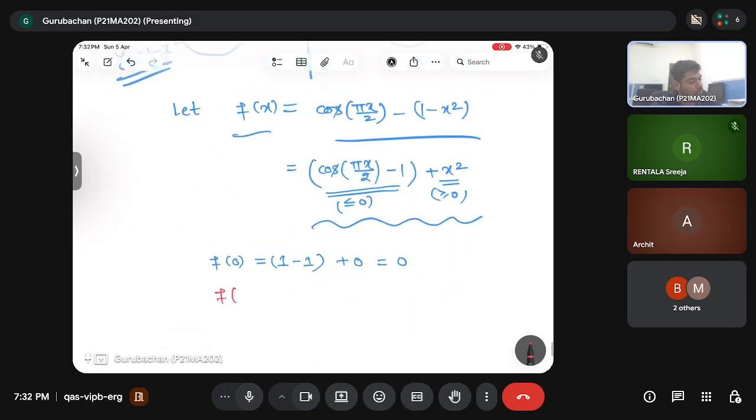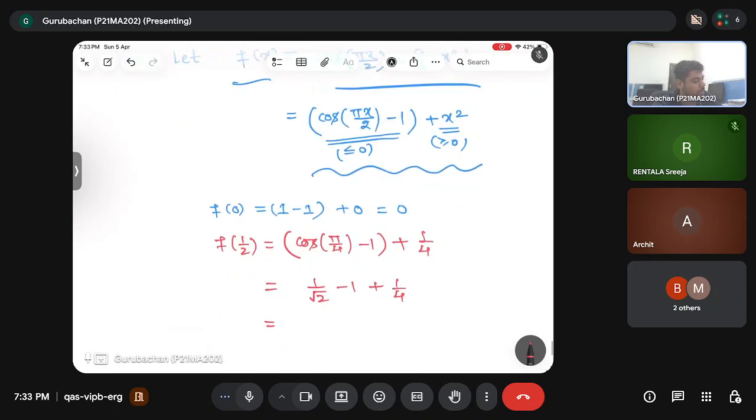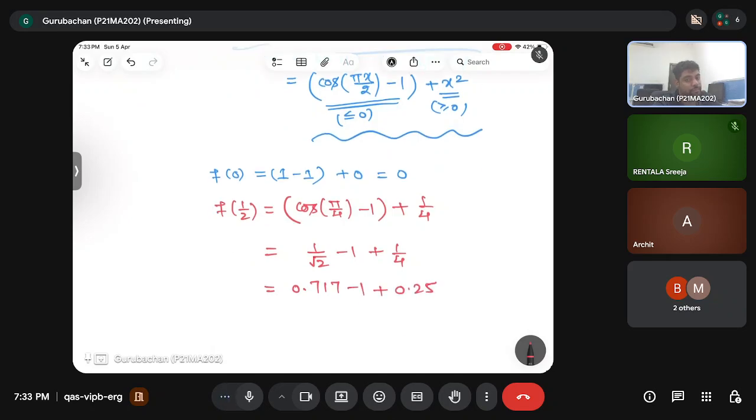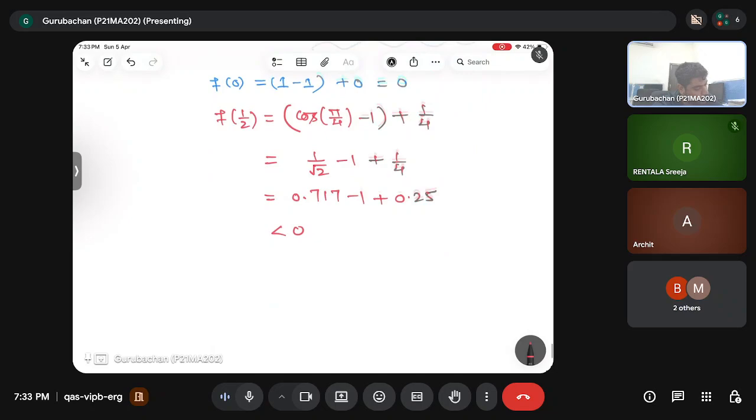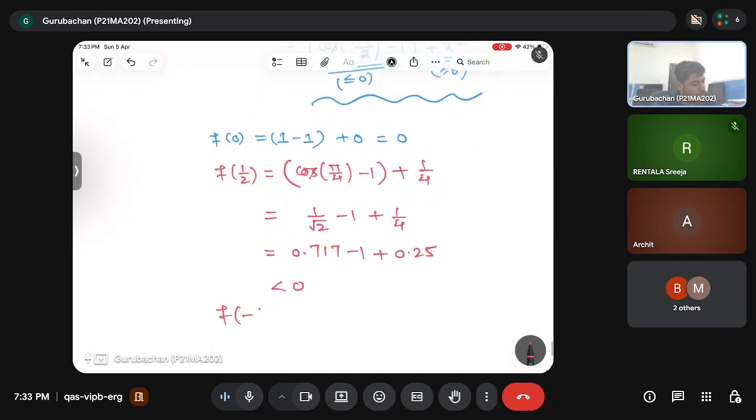So what will be the value of f half? Cos pi by 4 minus 1 plus 1 by 4. So what is this value? 1 by under root 2 minus 1, and this is 1 by 4. 1 by under root 2 is 0.717 minus 1 plus 0.25. So it is negative or positive? Negative. Similarly, you can check, because it's an even function, this will give you a negative value.